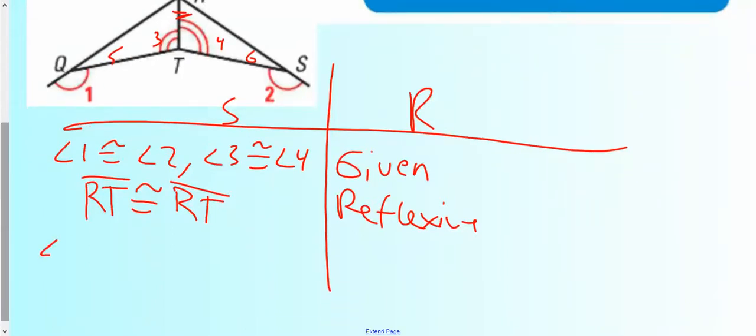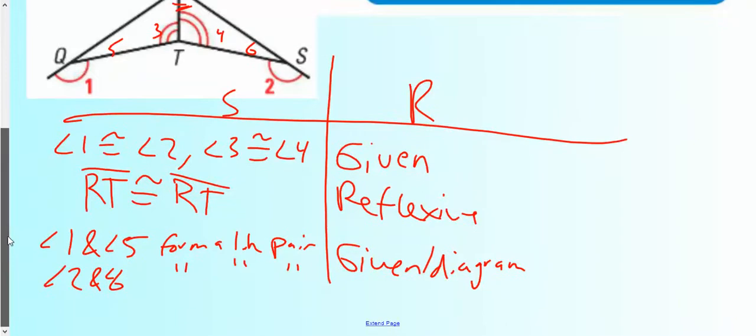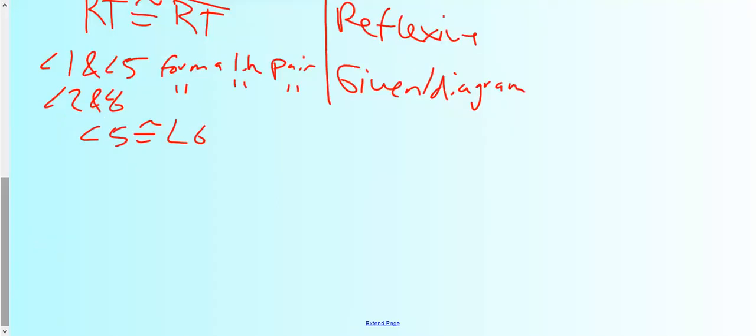So I'm going to say that angle 1 and angle 5 form a linear pair, as well as angle 2 and angle 6, given from diagram. Then, since 1 and 2 are congruent, we know that 5 and 6 have to be congruent. So angle 5 is congruent to angle 6. That is my linear pair congruency theorem that I made up and proved earlier this chapter.